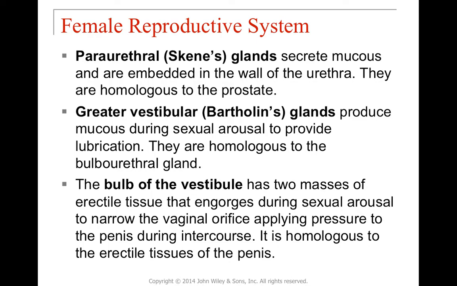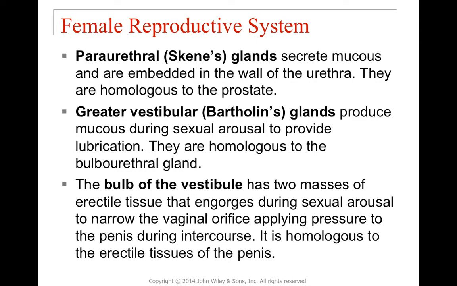So they also have the vestibular glands. These are called Bartholin's glands. These are going to be mucus-secreting glands. They are going to end up adding lubrication during sexual arousal and are homologous to the bulbourethral glands, which are found in the males, which means that they arise from the same subsets of tissues during differentiation and development.